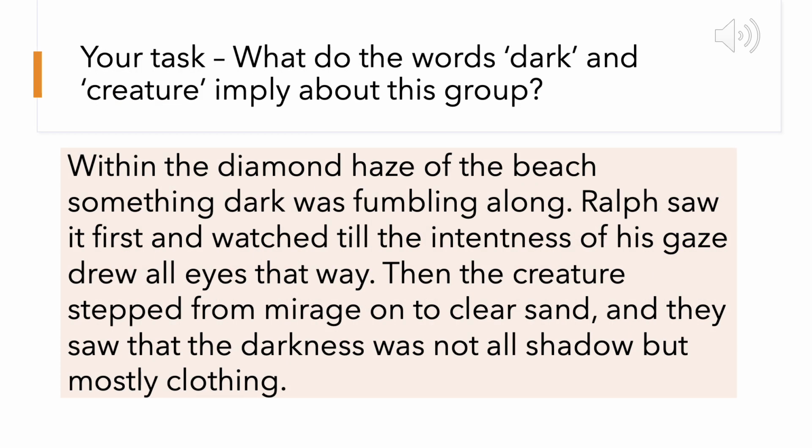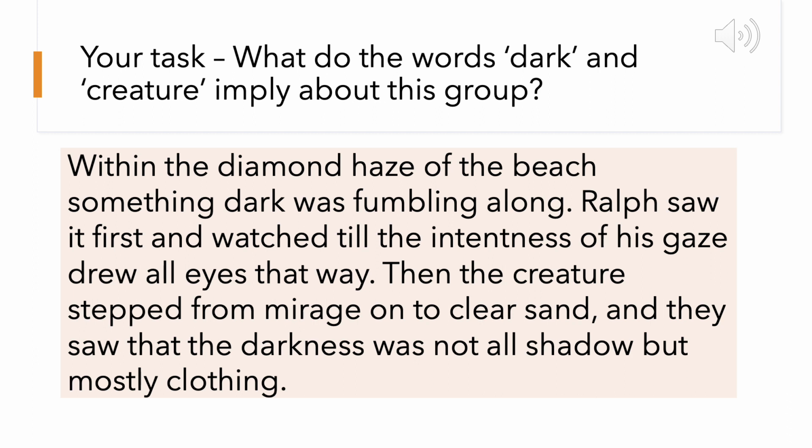Your task for the writing section of chapter 1 is to look at what the words dark and creature imply about the group that contains Ralph and his choir boys. This is the paragraph that you've got on your worksheet.